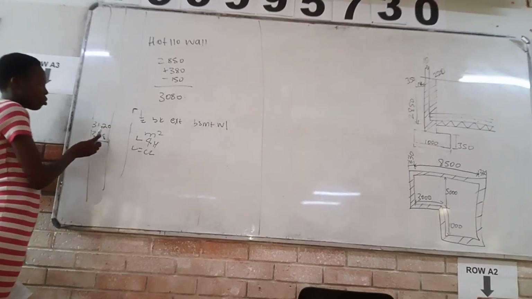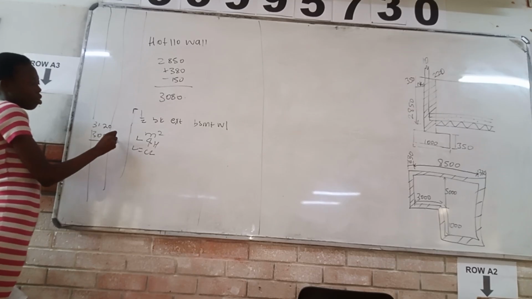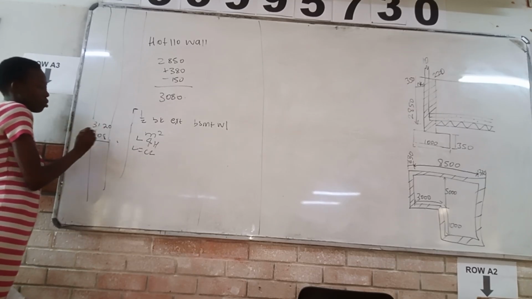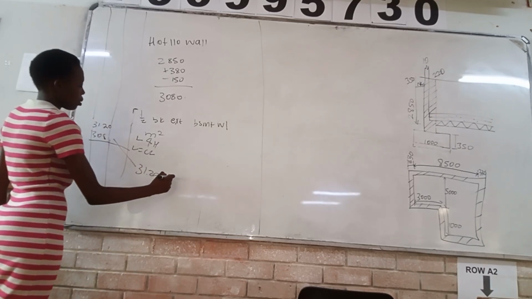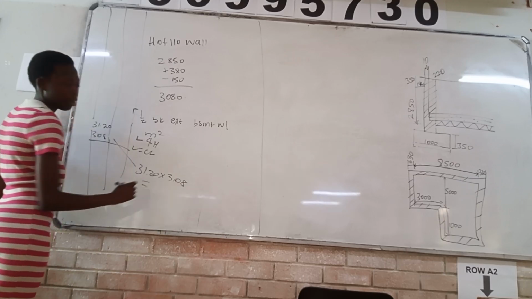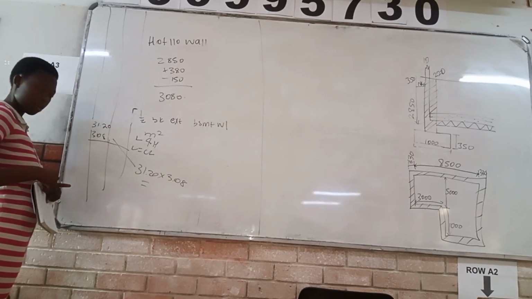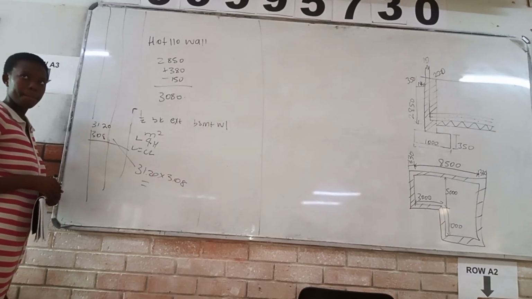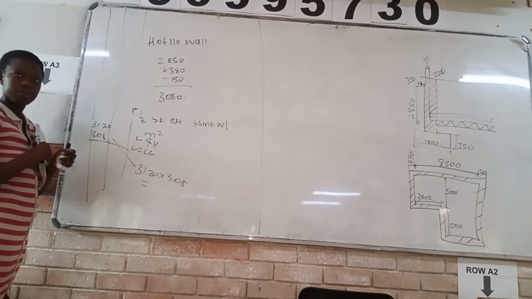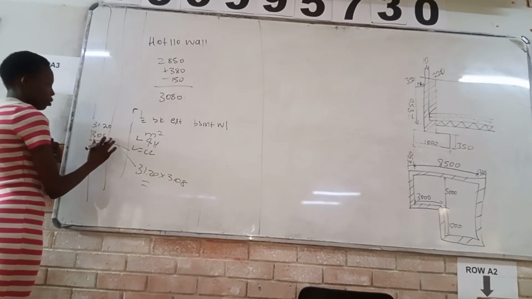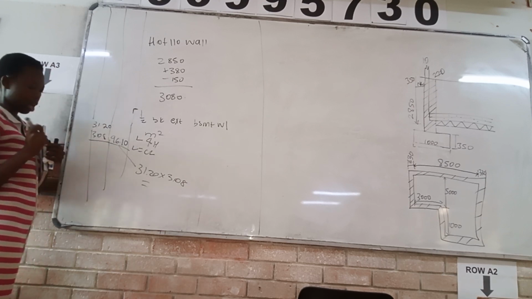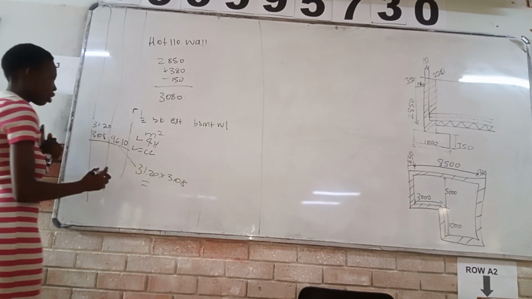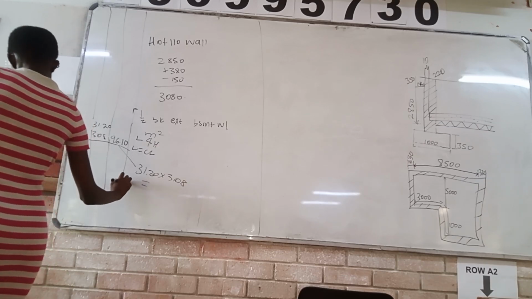So 31,2. Now we need to square. We square on the third column again. So 31,20 times 3,08 gives 96,10. So that is how we do it again. So we are done with the half brick wall.